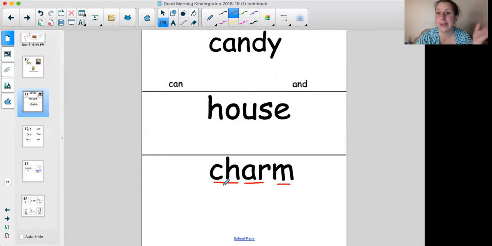Oh, that must be the word charm. Yes, like a charm you would put on your necklace or a charm you would put on your bracelet, right? So that is the word charm. How did I read that word so quickly? I used Chunky Monkey. I said, hey, I know CH says ch and I know AR says R. And then you just slap that sound on the end, charm.